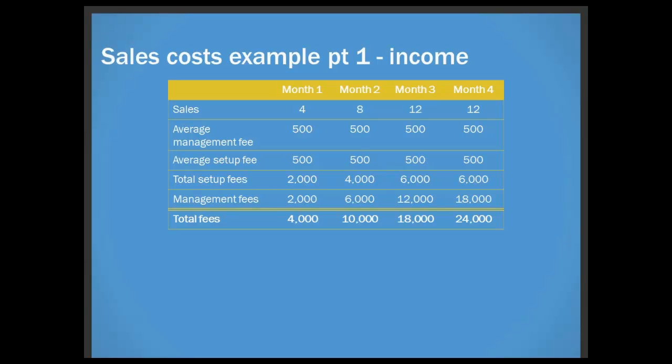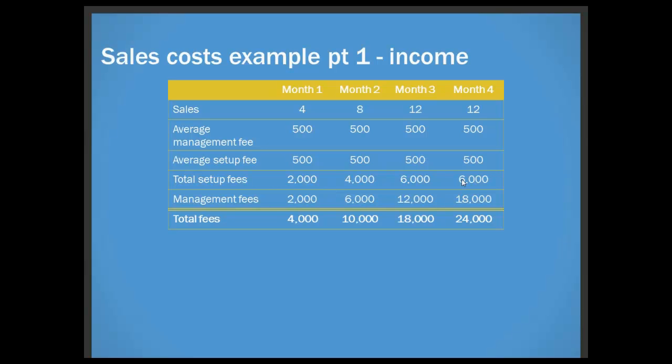So if we look at what this looks like for the course of a month, we have got new income into our business in month one of $2,000 in setup fees, $2,000 in management fees, and $4,000 in total. If we fast forward to month two, we've now got $4,000 in setup fees because we've got 8 this time, and we've got $6,000 in management fees, being the $4,000 new management fees from this month, and the $2,000 from last month. So you can see how this builds.